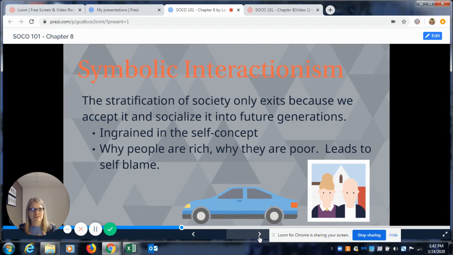It becomes part of our self-concept, and remember, self-concept is that belief system, or the way you picture yourself based upon your own internal values. It's the way that we come up with explanations for the reasons why people are rich and the reasons why people are poor. What it leads to is self-blame, because we look at the people who are rich and say, oh, they worked hard to get there, or they really earned that. They're there because that's the way they're supposed to be. Then on the flip side, we look at people who don't have a lot of money, and we say, well, why didn't you work hard enough? That idea of pulling yourself up by your bootstraps.